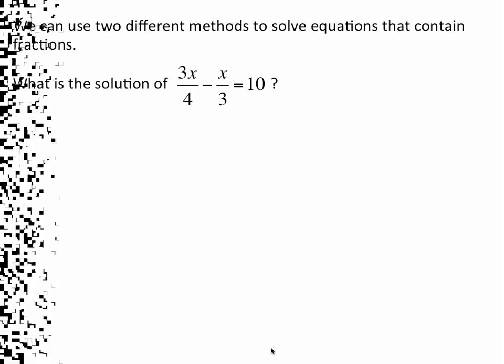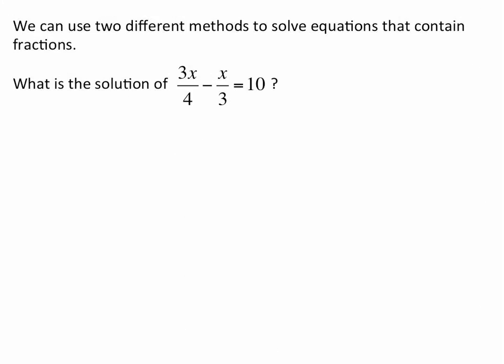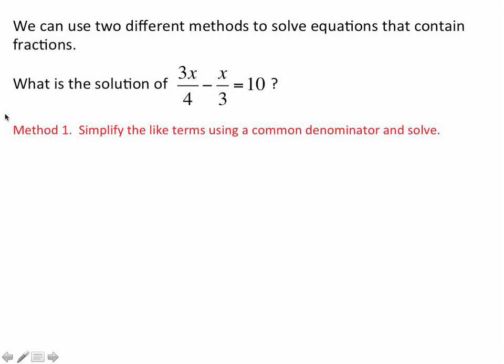Okay. The end of this section talks about solving equations that have fractions in them. So we have 2 different ways. We can combine these. They have different denominators, so we need a common denominator to do that. That's method number 1. Simplify the like terms using a common denominator.